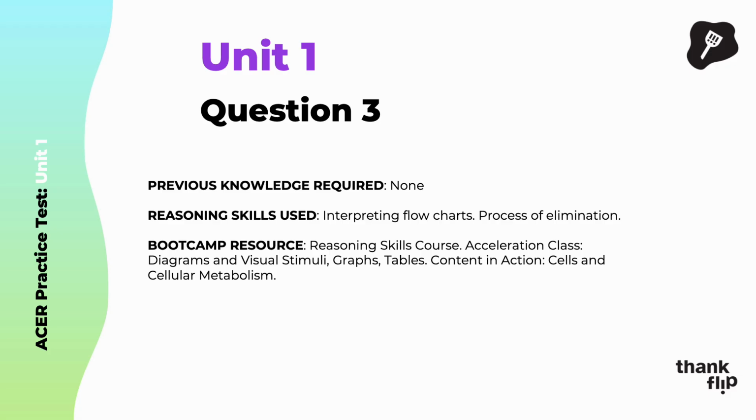So with this question, you didn't really need any prerequisite knowledge, because it's basically just asking you to believe figure one, and it's not asking you to figure out anything in particular in terms of a metabolic pathway, but it is asking you to reason with that flowchart in mind. The reasoning skills that you did need to use were interpreting flowcharts and being able to link that back to tables, as well as using the process of elimination that we did there, eliminating the incorrect options first. And the bootcamp resources are the same ones that I've been mentioning so far in this video.